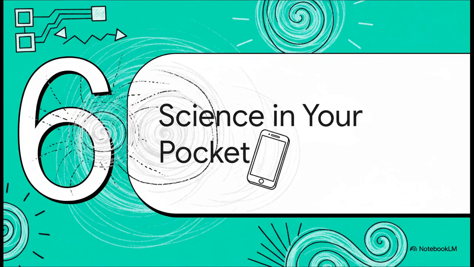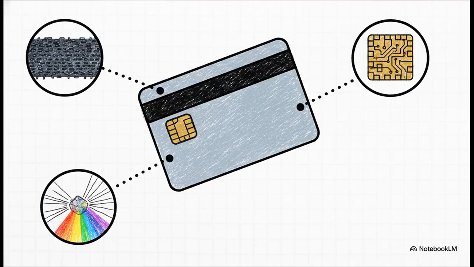Okay, wow. So we've seen quantum leaps making light, we've seen semiconductors working as tiny switches, and we've seen materials with some serious superpowers. Let's tie this all together. Let's bring it all home by looking at one single object that you've probably got in your wallet or pocket right this second. Yep, your humble credit card.